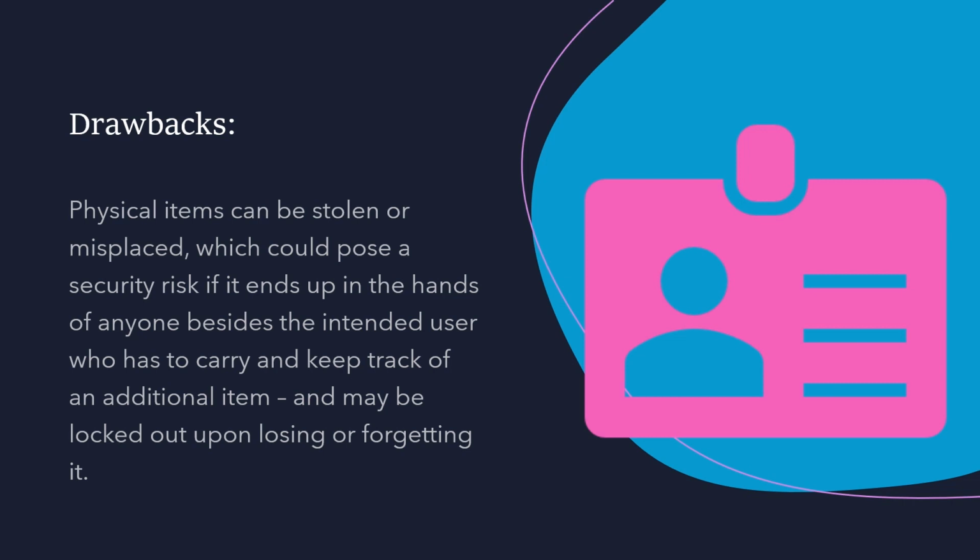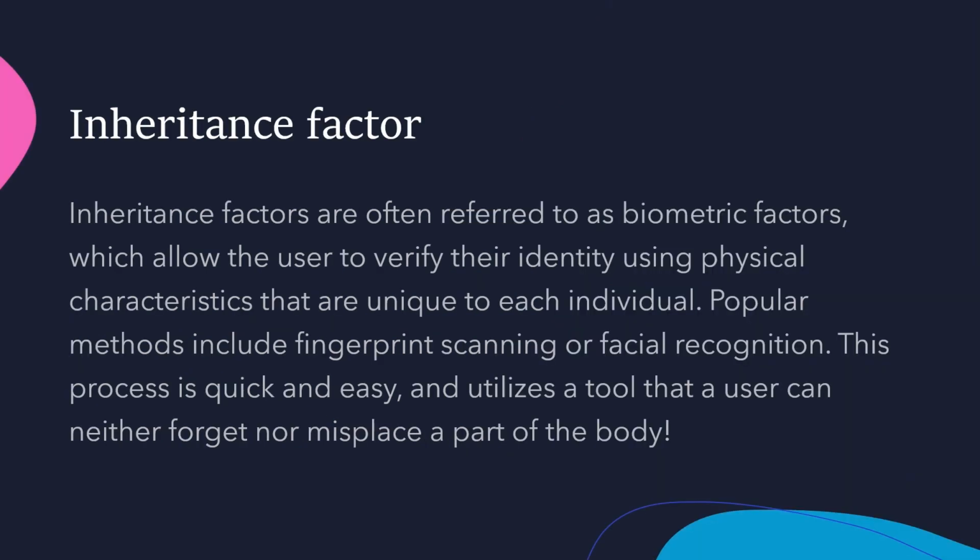Now it's time to learn a little about the inheritance factor. Inheritance factors are often referred to as biometric factors, which allow the user to verify their identity using physical characteristics that are unique to each individual. Popular methods include fingerprint scanning or facial recognition. This process is quick and easy and utilizes a tool that a user can neither forget nor misplace.